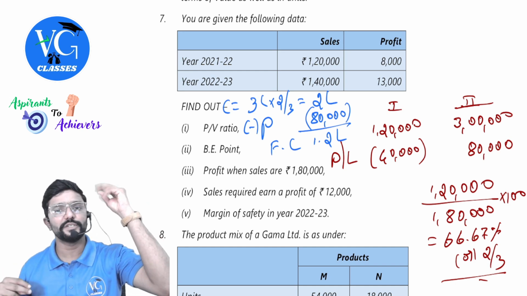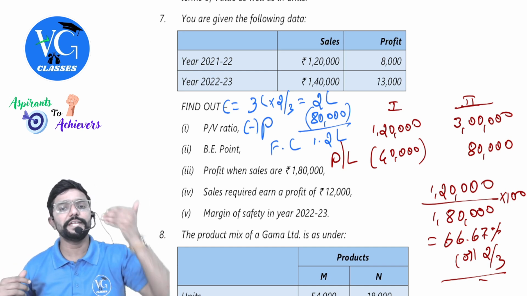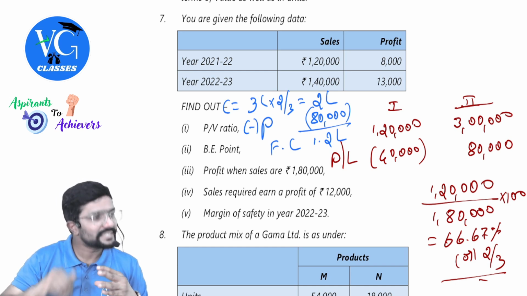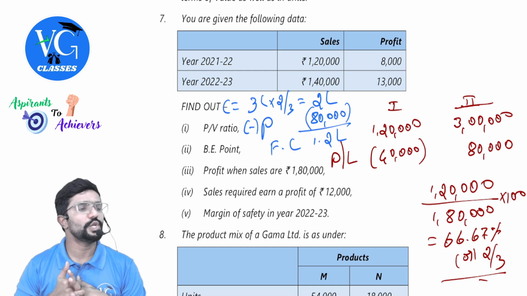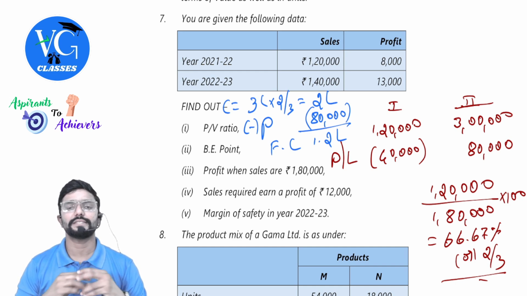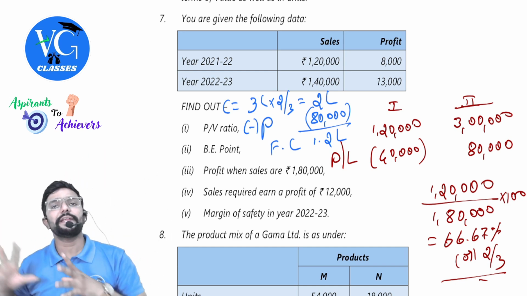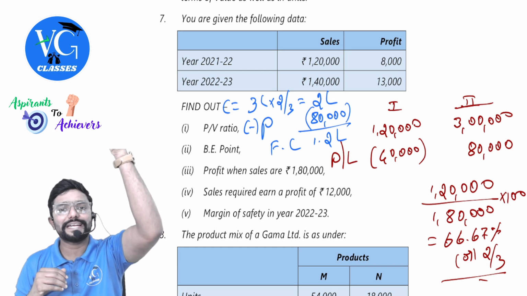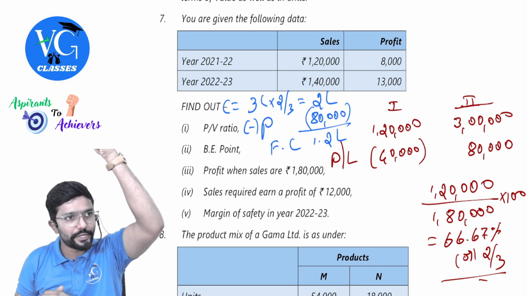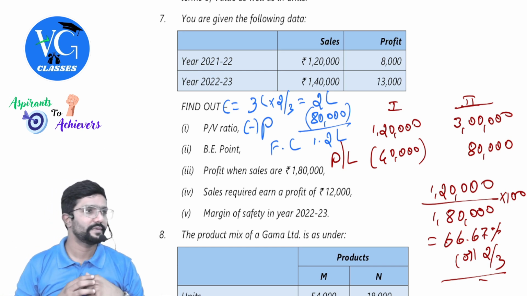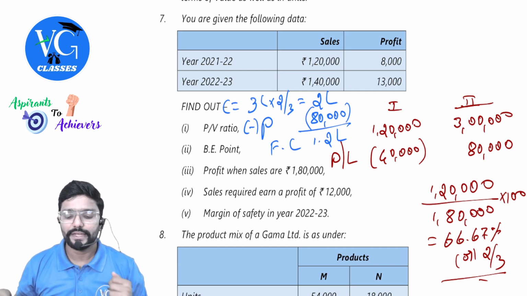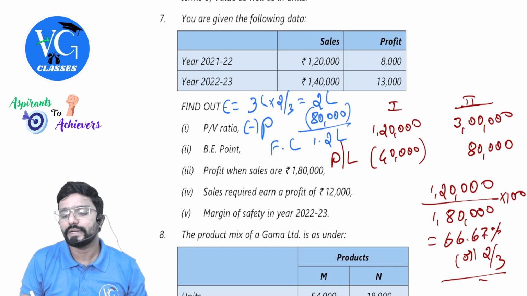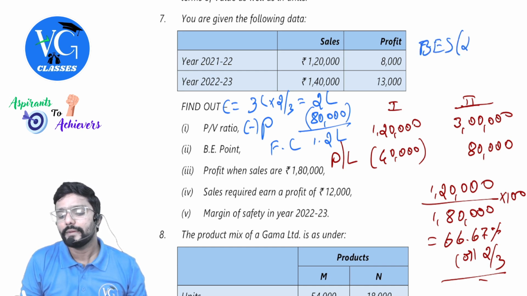Calculate contribution. How much? 1 lakh 20 into 2 by 3, plus loss. Is that clear? Yes, sir. Now 1 lakh 20 divided by 2 by 3. How do you calculate in the calculator? 1 lakh 20,000 divided by 2 into 3. 1 lakh 80,000. Break-even sales in rupees, 1.8 lakh.